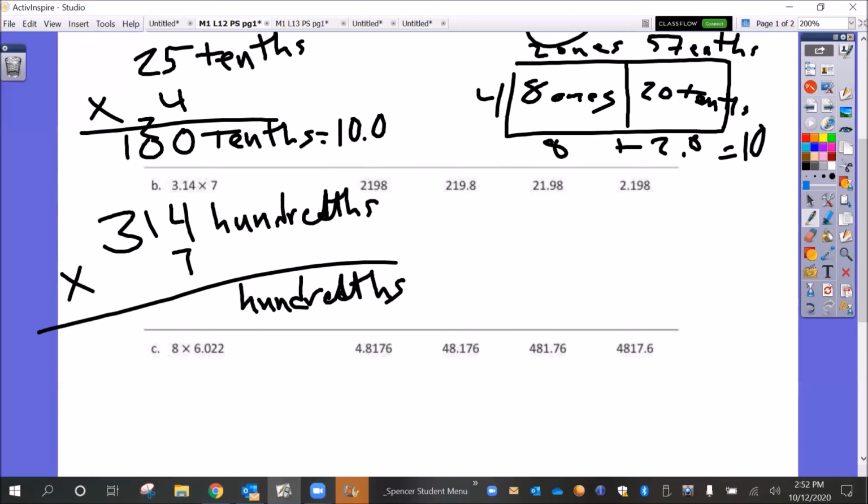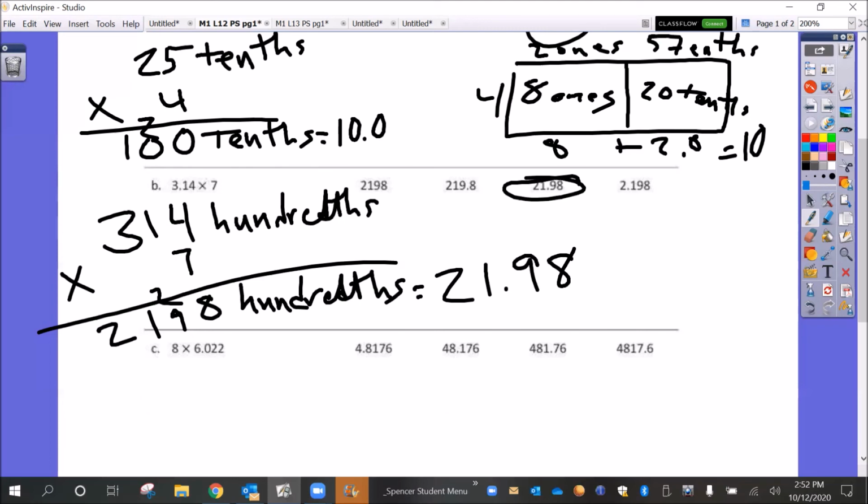Okay, so 7 times 4 is 28. 7 times 1 is 7, plus 2 more is 9. It's really important to know our math facts. 7 times 3 is 21. Well, 2,198 hundredths. I know hundredths has 2 places after the decimal. So this is going to equal 21 and 98 hundredths, which is right there. Perfect. All right, let's do this next problem.